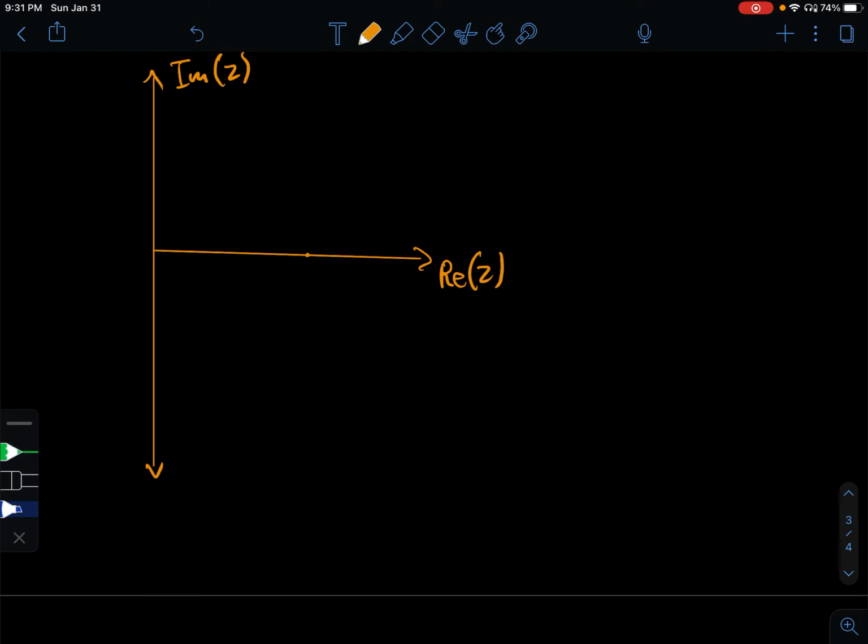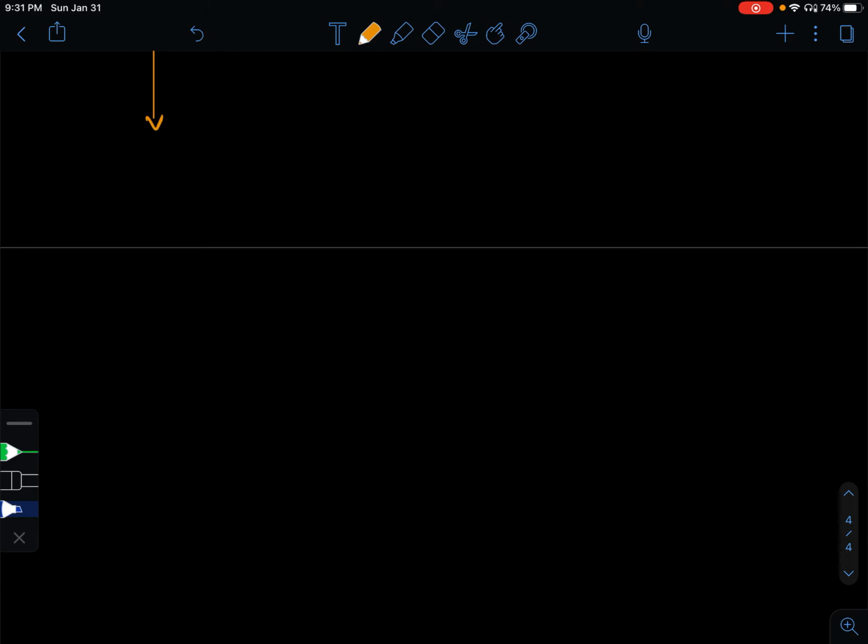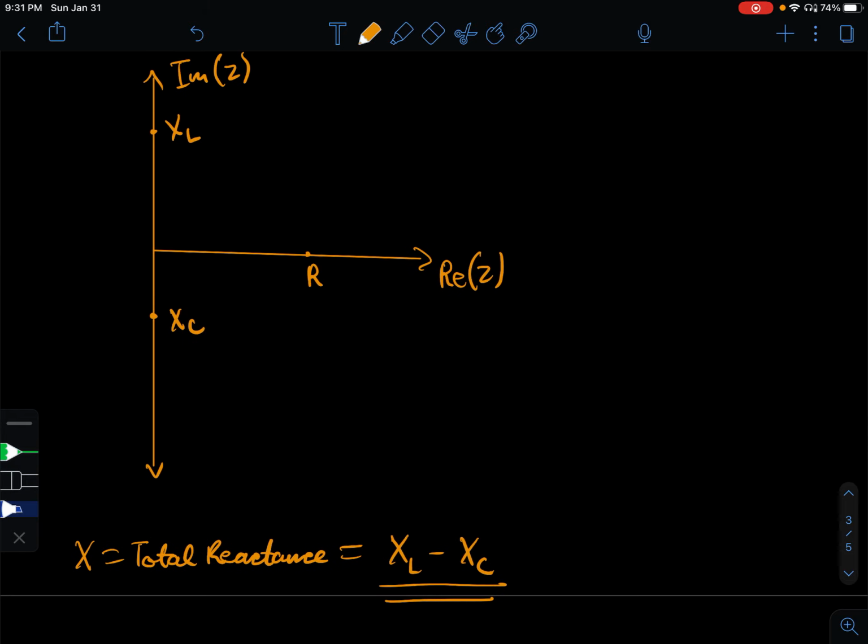Now let's say we have a resistance R plotted. We have an inductive reactance XL here, and we have a capacitive reactance XC here. To find the total reactance, we do the same thing as before, which is XL minus XC. Only this time we're just going to leave it here because we don't have any numbers to plug in. So after we're done doing all that, we'll find that XL minus XC is somewhere over here.